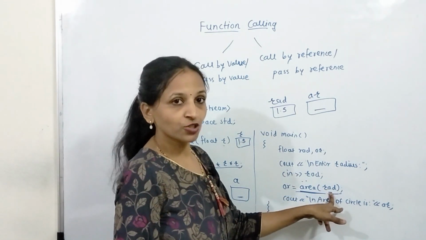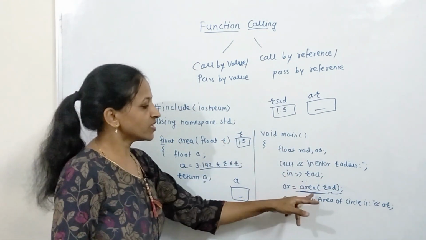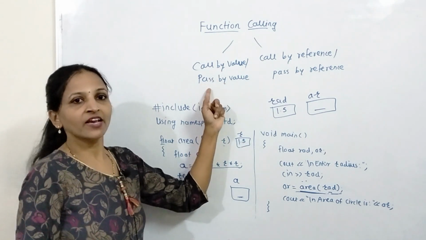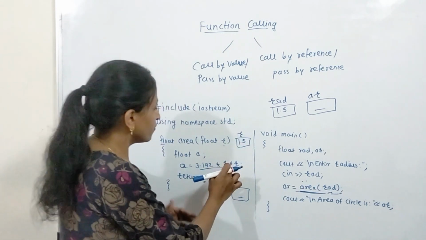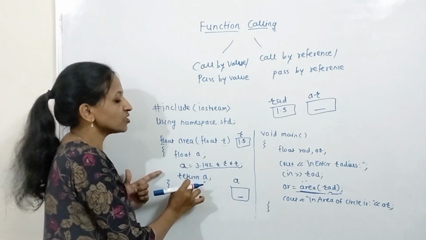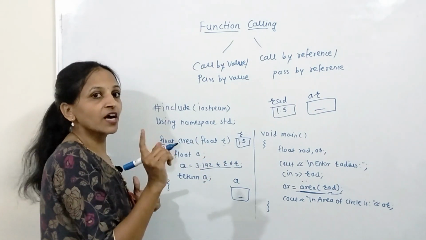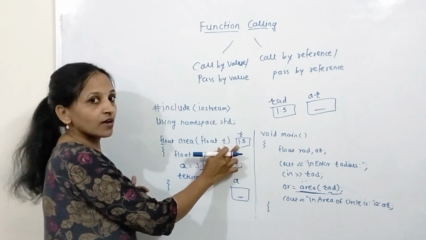The value of the actual argument is getting stored inside this formal argument. That's why this technique is called call by value or pass by value. But see here, we are just using that radius value, because we have to use it in the calculation, but we are not doing any modification inside r. Getting?